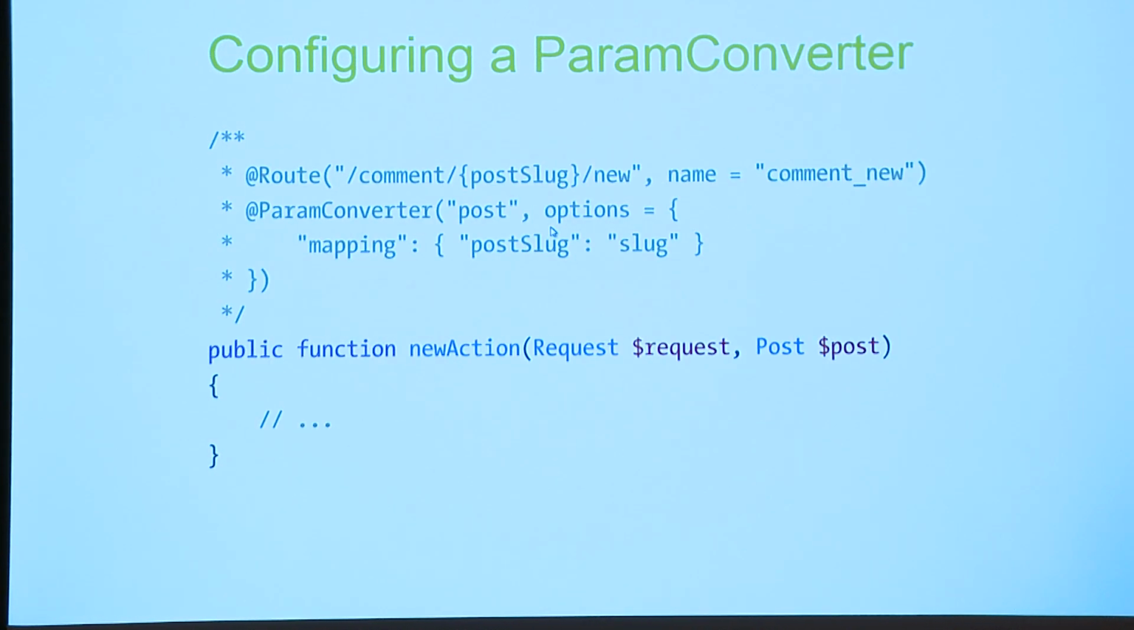That's not always the thing to do. Maybe you want, instead of the ID, some slug in the URL. So then you need to tell to the param converter how to map the parameter name to some method to create the entity. So this is what this does. It maps the post slug from the URL to the slug method to create the post parameter that is here. Okay? So it's nice. You just tell that and it will map automatically the URL to the entities.